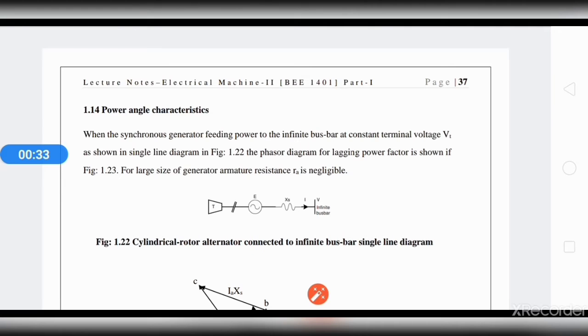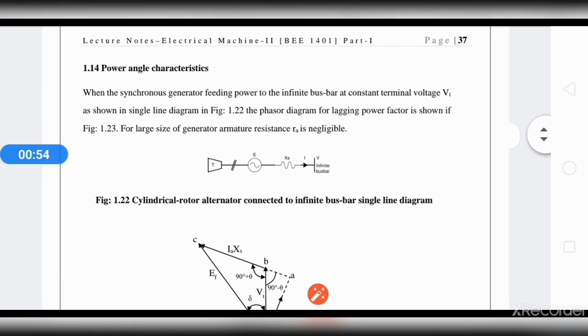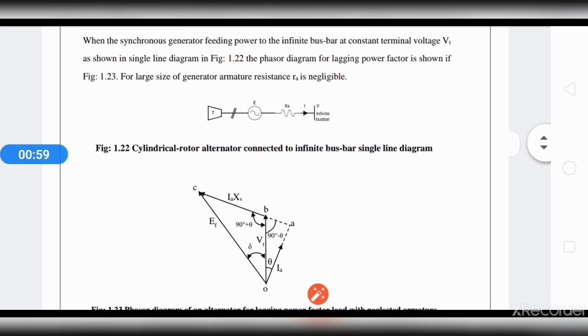So the power angle characteristic is the characteristic of an alternator when it is connected to the infinite bus. In this figure we can see that the generator is connected to the infinite bus bar and its reactance is shown by XS. For a large generator, armature resistance is negligible and only reactance is considered. So the cylindrical rotor alternator connected to the infinite bus bar is shown by a single line diagram.